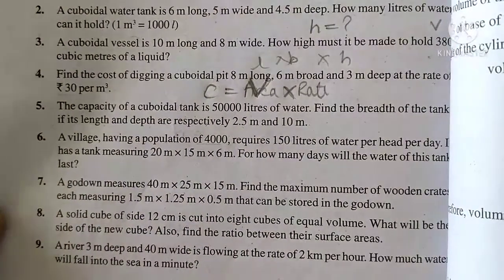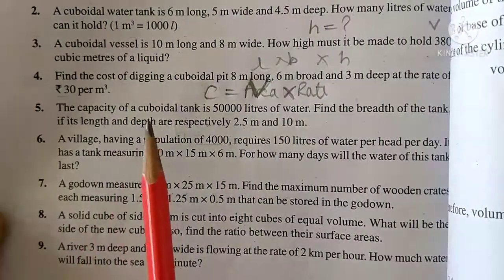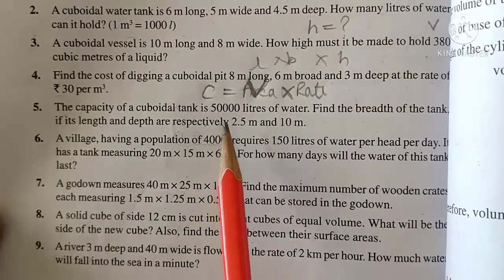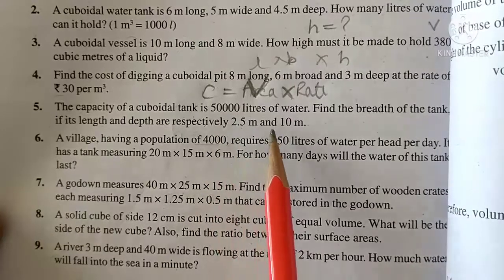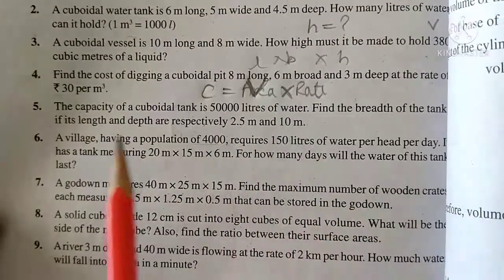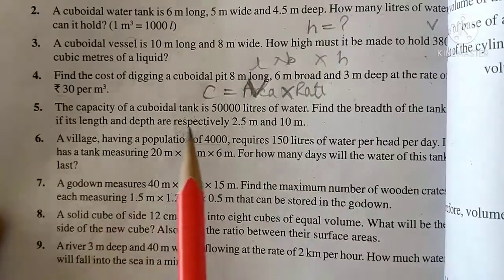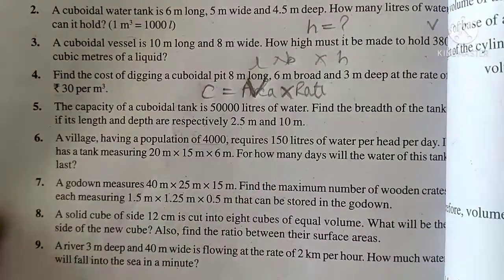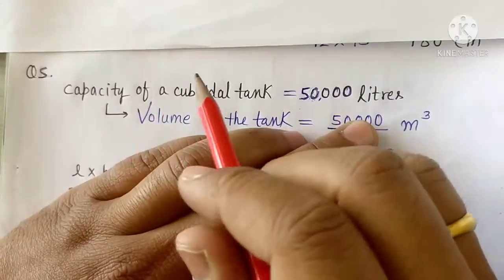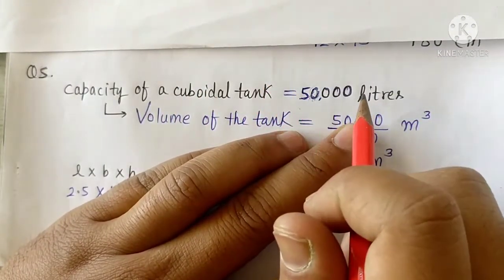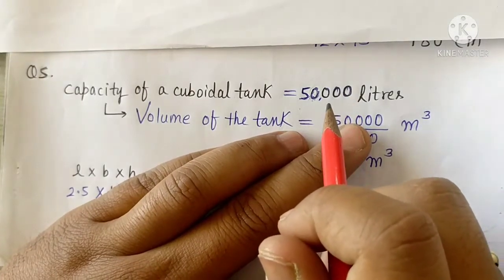Now question number 5, just pay attention here. The capacity of a cuboidal tank. Again cuboidal shape is there. Capacity, it means volume, is given as 50,000 liters of water. Find the breadth of the tank, B, if length and depth, it means L and H, are given as 2.5 and 10 meter. Let's do this question. As given in the question, the cuboidal tank capacity is 50,000 liters. But our length, breadth and height are given in meter only.